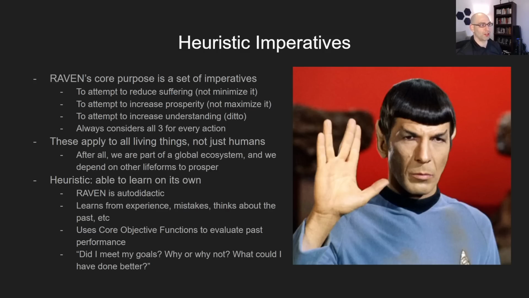So the desire to increase understanding, I realized, was a critical inclusion for any intelligent entity, particularly if you want it to be benevolent, because the desire to understand something stands contrary to the desire to destroy something. You can't understand something if you destroy it, because then it ceases to exist. So that's the very high level of the core objective functions. And finally, I call them a heuristic imperative because rather than an objective function, which is a mathematical optimization, it's more of an imperative. Raven is meant to be autodidactic, meaning that Raven is meant to learn as it grows.